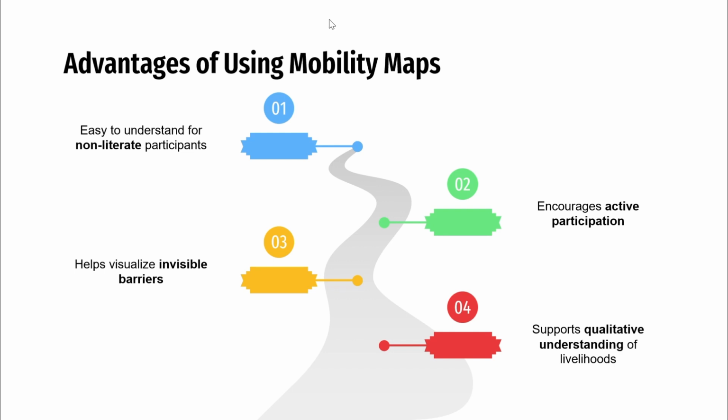Advantages of using mobility maps. Why do people love using mobility maps? They are super easy to do, even if someone can't read or write. They get people talking, and people love sharing their daily life. You get visual info, which is easier to understand. And it's actually kind of fun. It feels more like storytelling than research. That's why this tool is so popular in fieldwork.